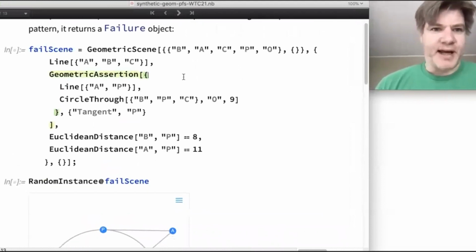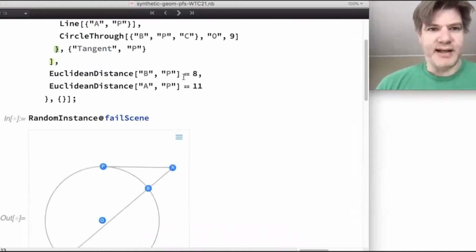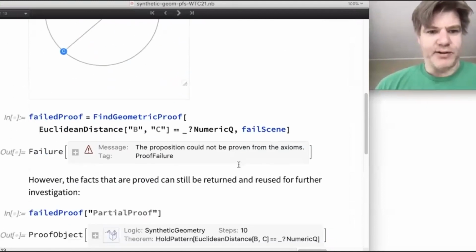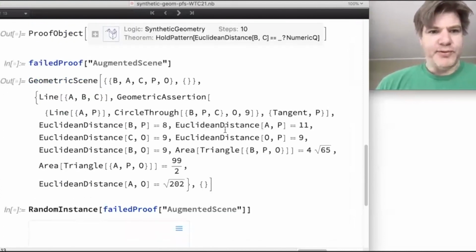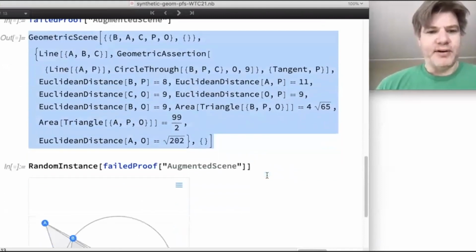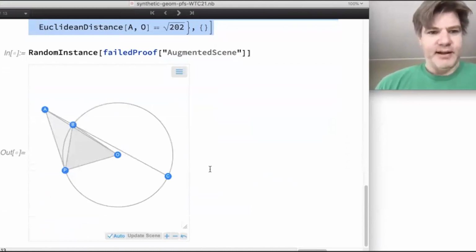If we ask it to prove something that it can't prove, for instance, here we have some lengths in a circle, but we're asked to prove this chord length, which we can't do. It results in a failure object. But there's a lot of good stuff inside the failure object, which is the partial proof and also the augmented scene, which is the scene that you were given, plus everything that it could prove. So if you run random instance on that, you can see a richer diagram with things like the area of this triangle displayed.